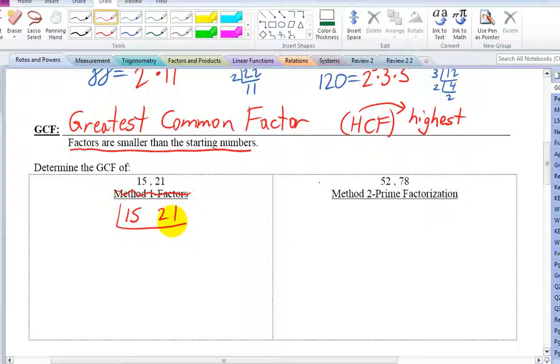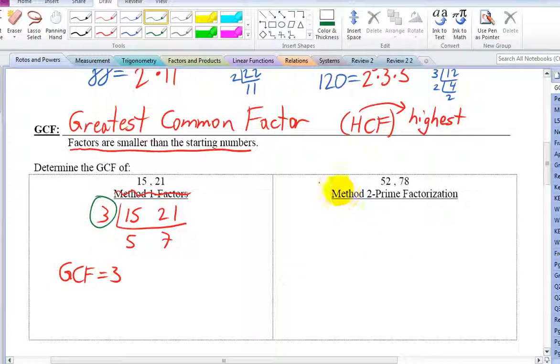You can divide them both, so do a division at the same time. What number can you divide them both by? 3. So then you'd be left with 5 and 7. Can you divide 5 and 7 by the same number? Absolutely not. So your GCF equals 3. You're done. Okay, your GCF equals 3.